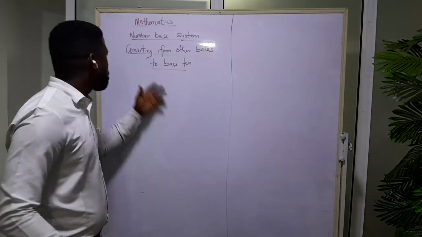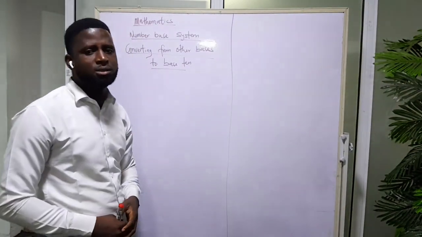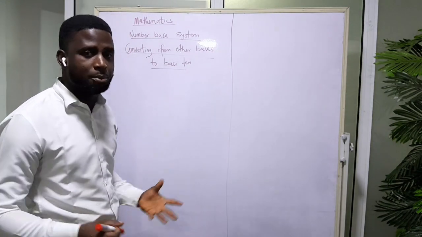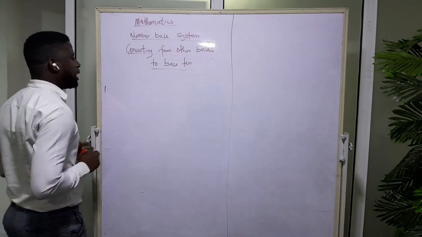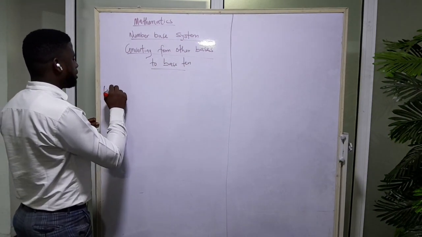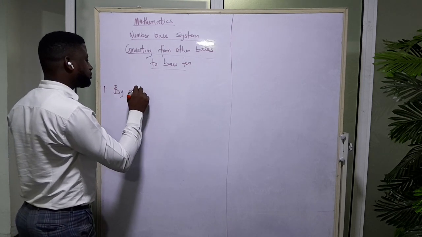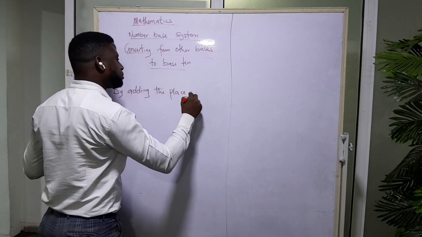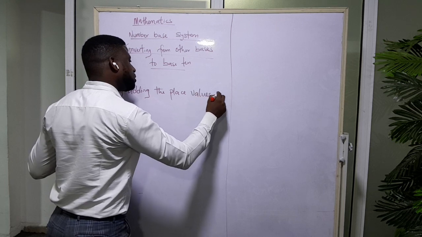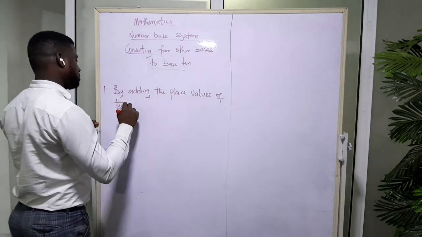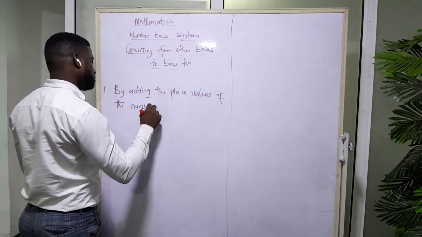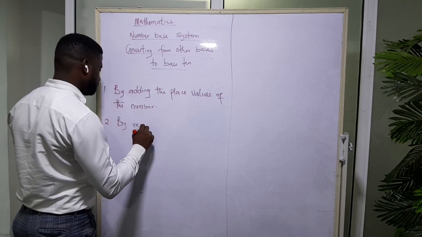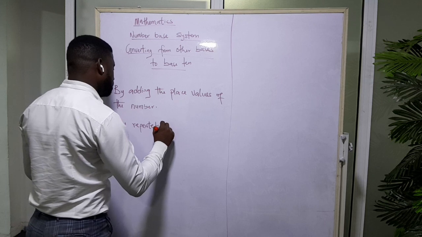Today, I'm going to be teaching converting from other bases to base 10. In order to convert from another base to base 10, two methods are possible. Method one is by adding the place values of the number, and then method two is by repeated multiplication.